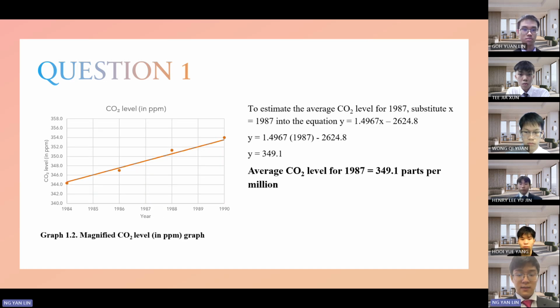Next, we can estimate the average CO2 level for 1987 using the linear interpolation method. This involves zooming in on the graph to find the precise point for x equals 1987. Alternatively, we can approximate by substituting x equals 1987 into the equation, giving us an answer of about 349.1 parts per million. Now, Qiyuan will discuss the remaining parts.